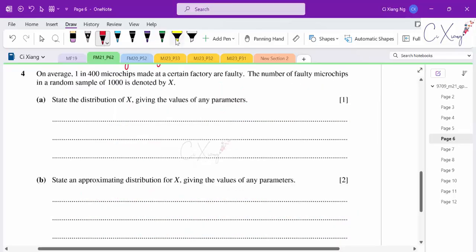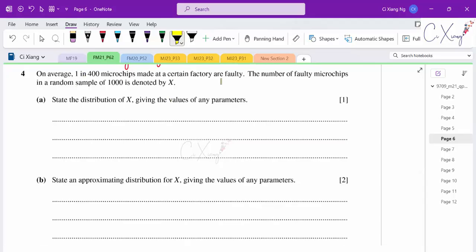On average, 1 in 400 microchips made at a certain factory are faulty. So the 1 in 400 are faulty. Basically, this has the meaning of proportion or percentage. That means 1 out of 400 are faulty. So basically it's about the probability of faulty chips.